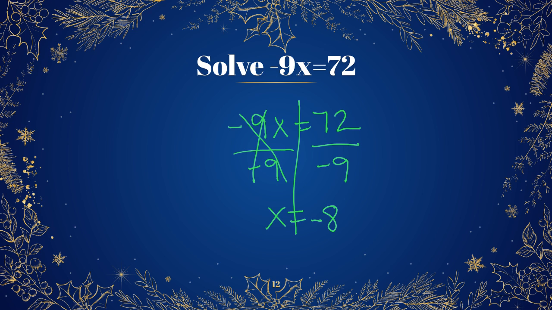So now, I have -9 times -8 equals 72. So it is -9 times -8 equals 72. Yes, it does, because remember that a negative times a negative equals a positive. So it checks out.